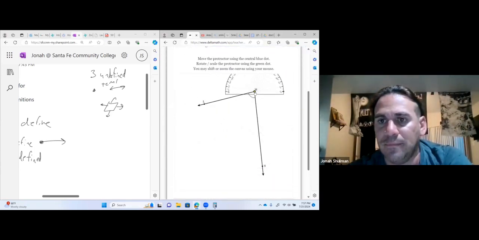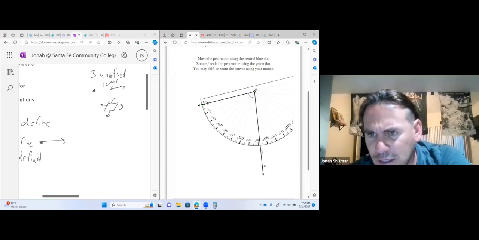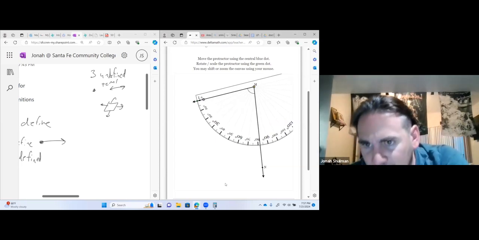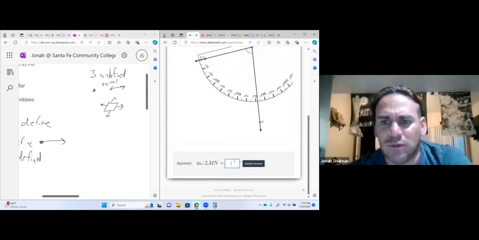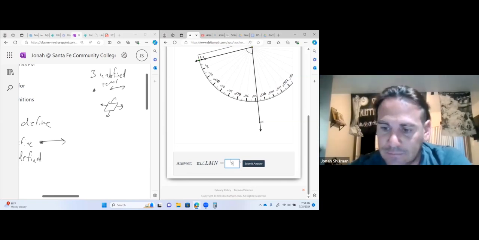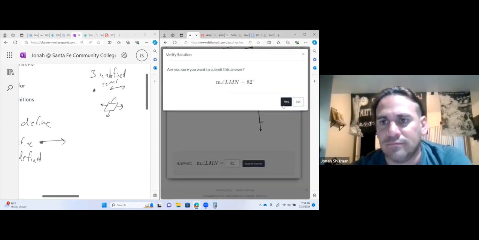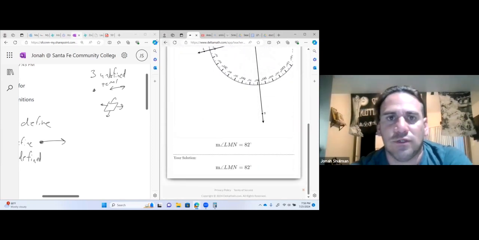So here's M. I just have to slide this around so I can measure it. So I need one over here. That's here where it starts. And it looks like we are at 82 degrees. 82 degrees. So really practice measuring, helping your student. And this means measure of angle LMN is 82 degrees. Ta-da. Here we go. Beautiful. All right, let's do another one.